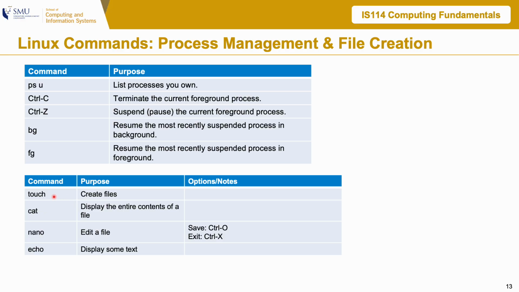We have also learned some commands to create files and display the contents of files. We use touch to create a new and empty file. And cat is used to display the whole content of a file. It can also be used to display the content of multiple files at once. Nano is used to edit a file. If the file does not exist, Nano also creates a file. Echo is used to display some text on the terminal screen.